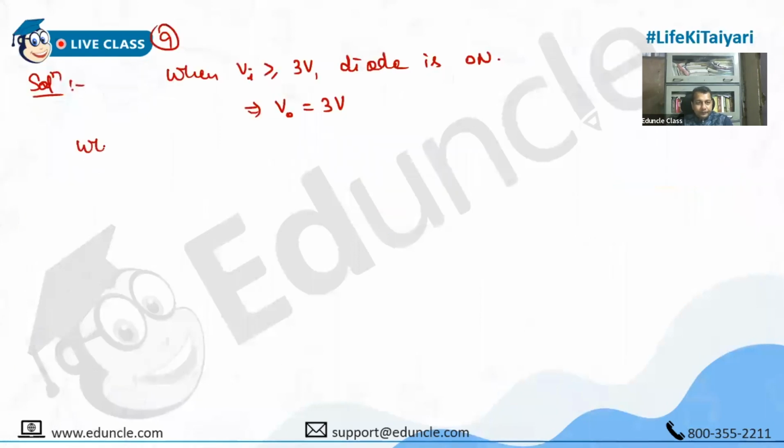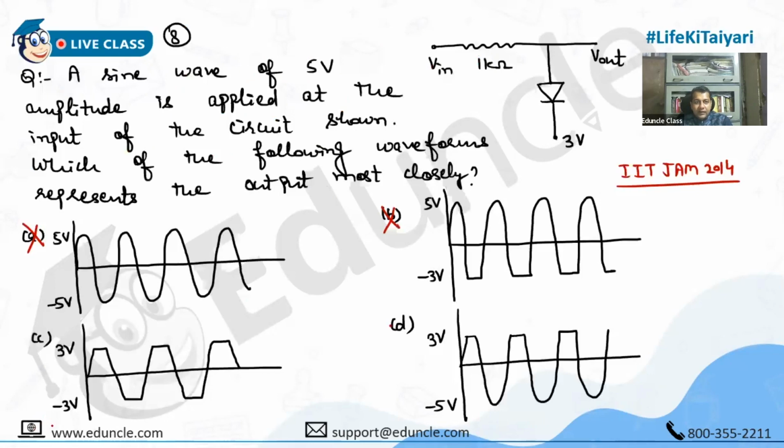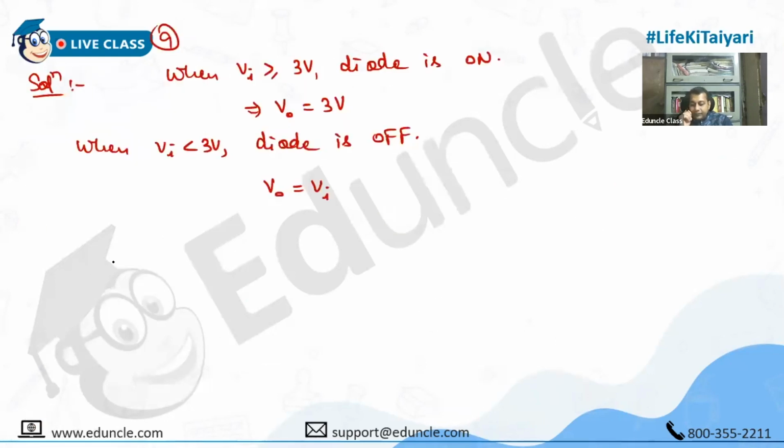Now, when Vi is less than 3 volt, the diode is off. Diode is off, it means output will become equal to input, because both are in parallel. Any doubt to anyone? No, sir.